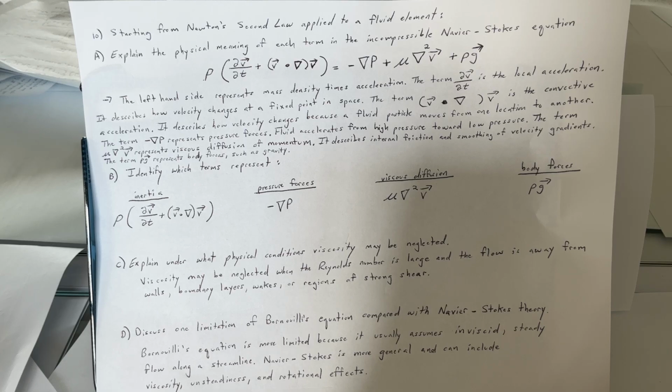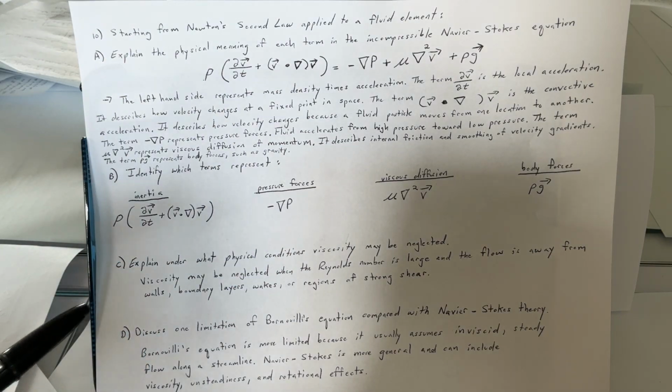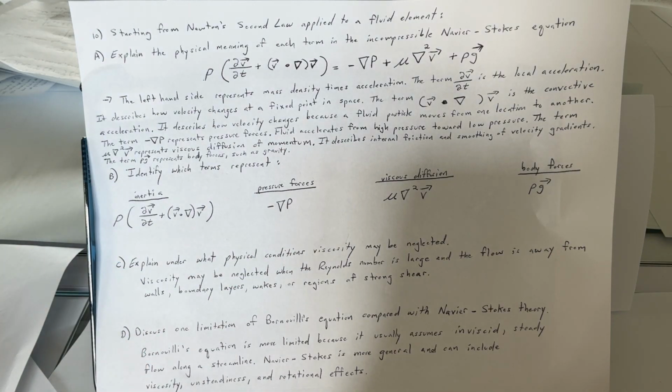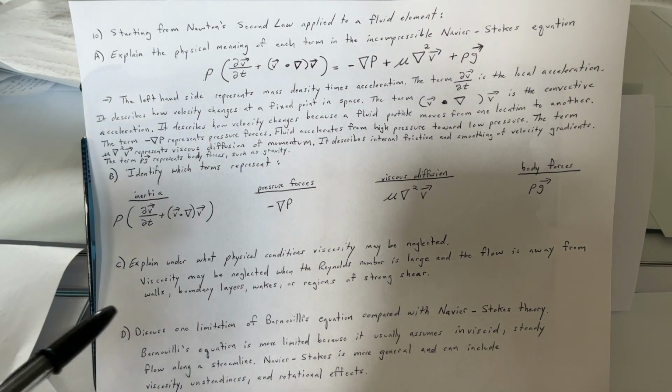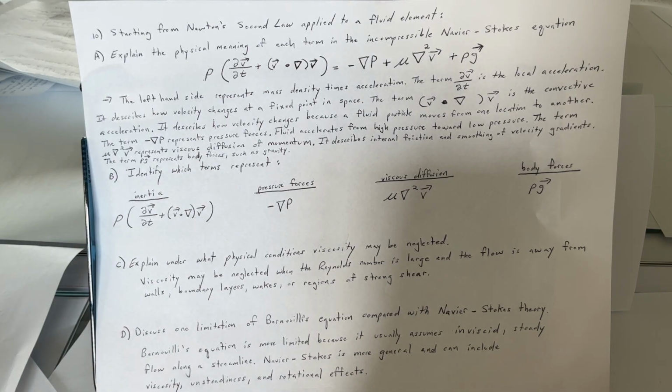Letter C, explain under what physical conditions viscosity may be neglected. Well, viscosity may be neglected when the Reynolds number is large and the flow is away from walls, boundary layers, wakes, or regions of strong shear. So that's when viscosity can be neglected. Those are some situations.